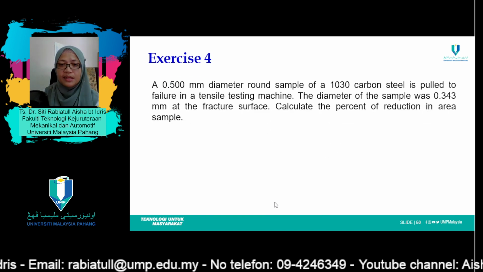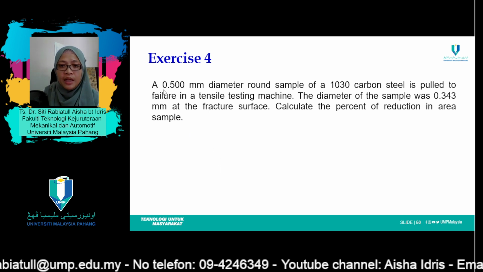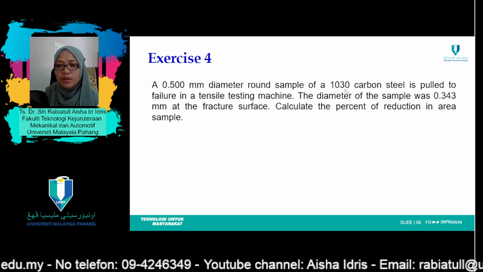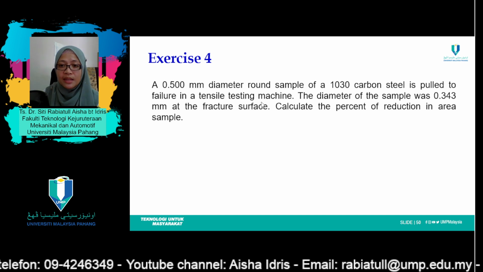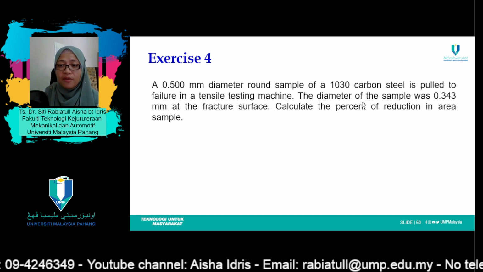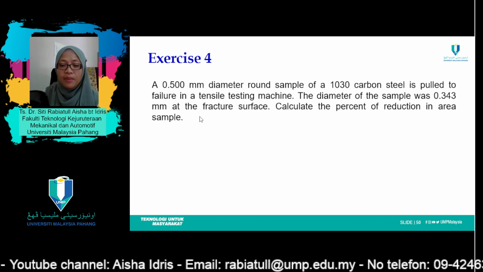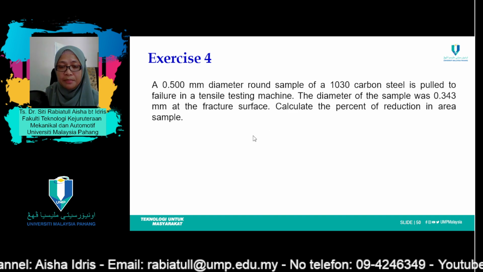Let's look at next exercise which is exercise number 4. A 0.5 mm diameter round sample of 1030 carbon steel is pulled to failure in a tensile testing machine. The diameter of the sample was 0.343 mm at the fracture surface. Calculate the percentage of reduction in area of the sample.